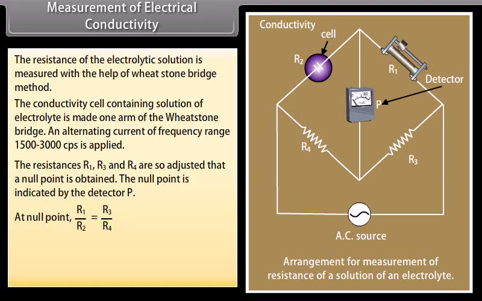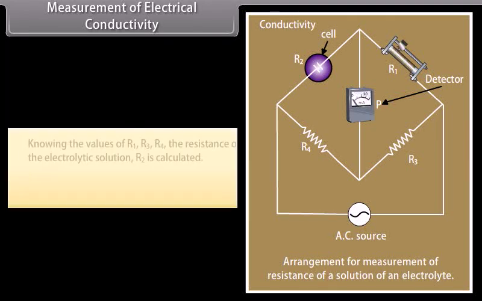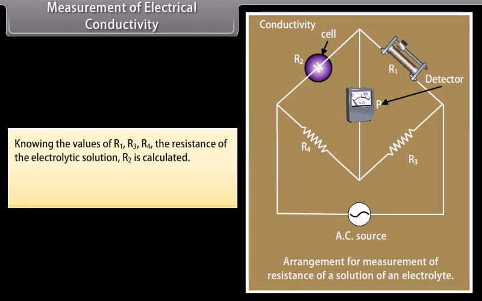At null point, R1/R2 is equal to R3/R4. R2 is the resistance of the electrolytic solution. R2 is equal to R1 multiplied by R4 divided by R3. Knowing the values of R1, R3, R4, the resistance of the electrolytic solution R2 is calculated. The reciprocal of R2 gives the conductance of the solution.